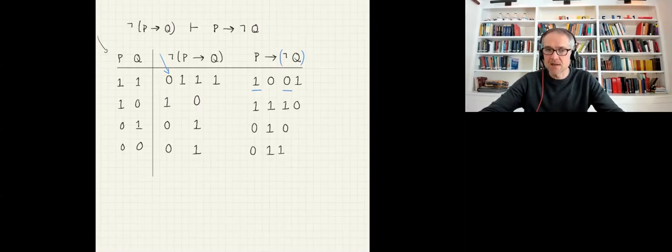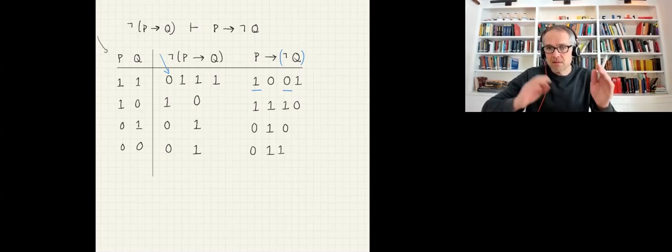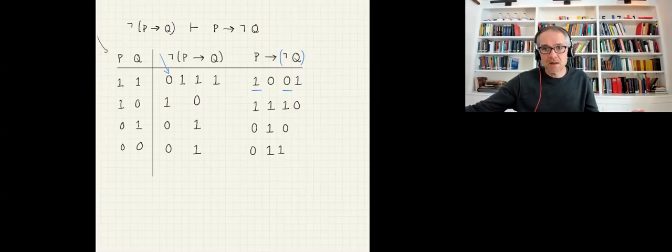So in this case, the conclusion will be provable from the premise. Now, I will give you a quick hint about this particular one. In this particular case, from not (if P then Q), it's pretty easy to see that not Q follows.